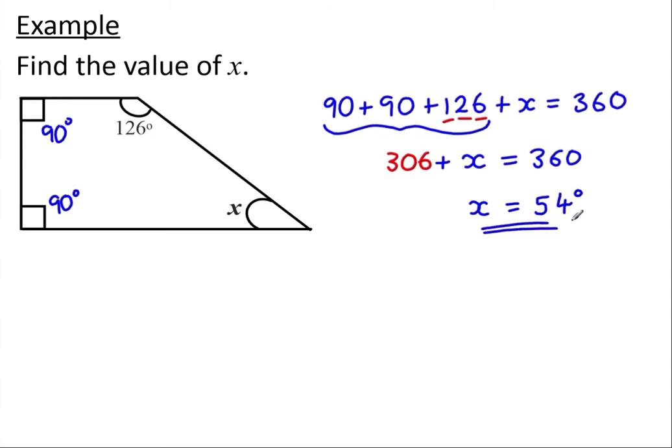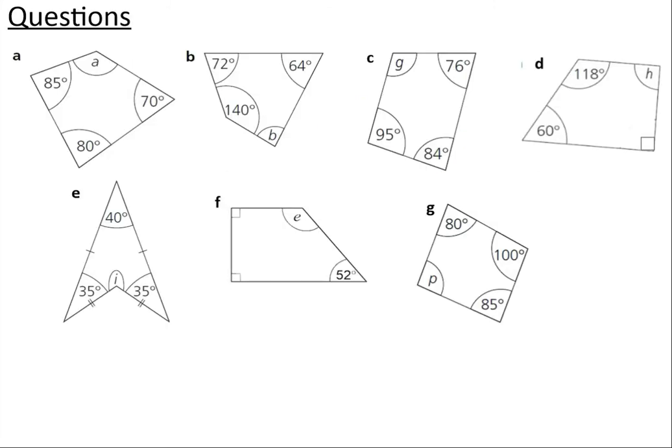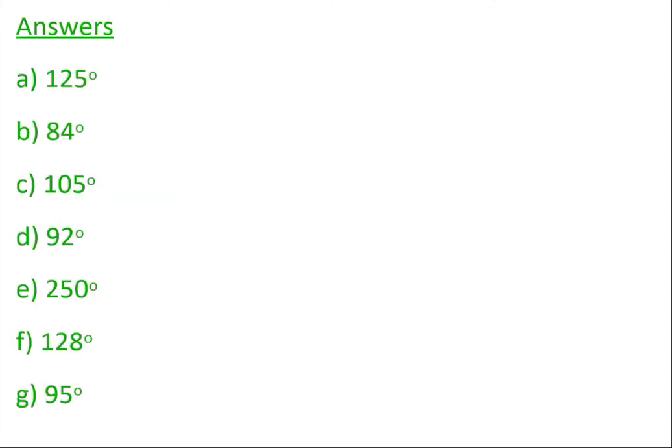Year 7, make sure you've understood that example, and when you're ready, press play because some questions are going to come up. You'll need to write the heading questions in your book. For each question, can you copy down the shape with the angles, show your working out, and then put your final answer. Please pause the video while you solve these problems. And here are the answers. Please make sure you mark your work.